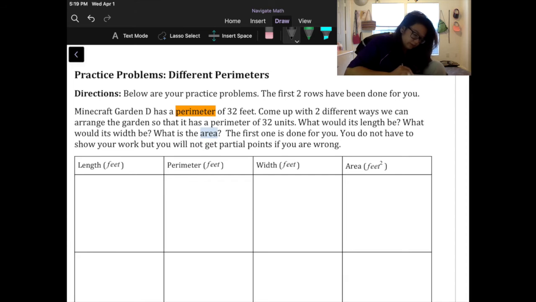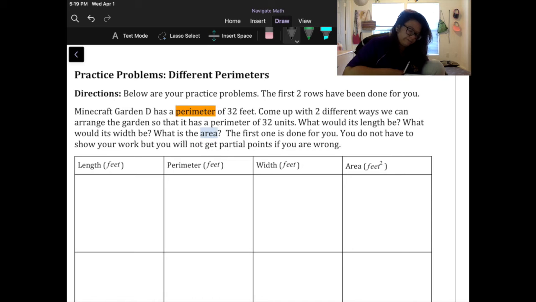So let's get started. Minecraft Garden D has a perimeter of 32 feet. Come up with 2 different ways we can arrange the garden so that it has a perimeter of 32 units. What would its length be, and what would its width be? What is the area? The first one is done for you. You do not have to show your work, but you will not get partial credit if you're wrong. So I suggest showing your work and showing me all your steps, just like how you see it in your notes, if you want to make sure that you get full credit.